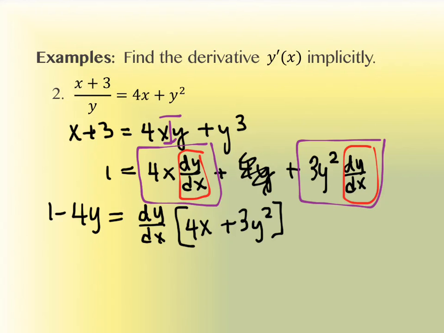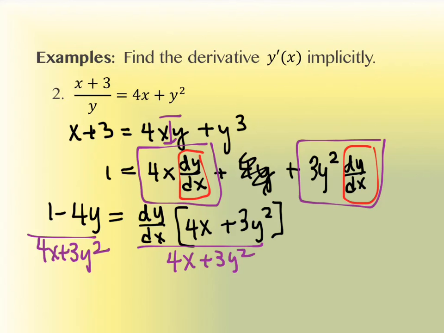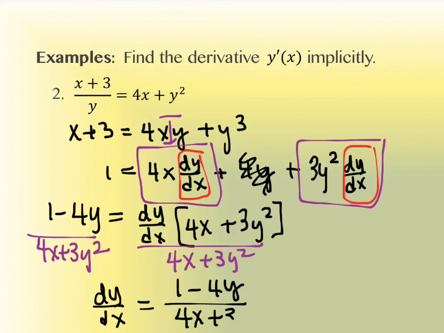That's the goal. So I can in fact now divide the 4x plus 3y squared to the other side. So I end up with dy dx equals 1 minus 4y over 4x plus 3y squared.